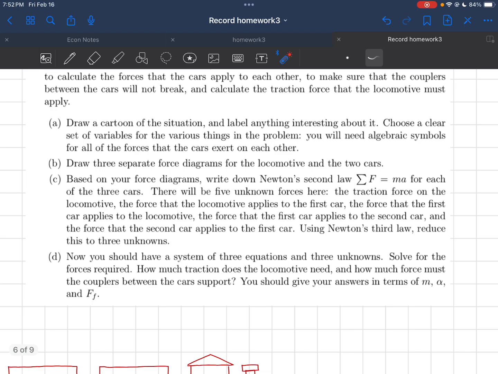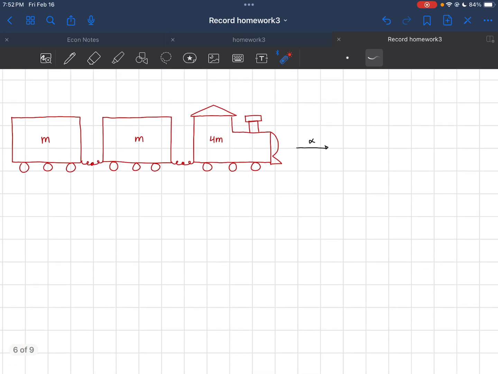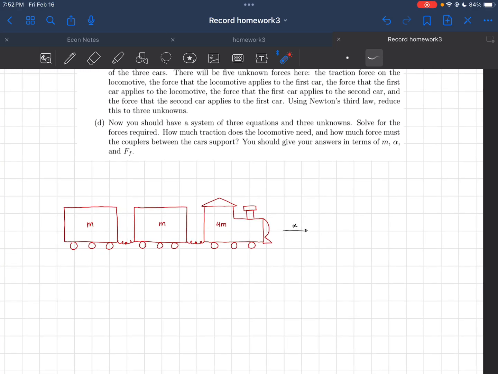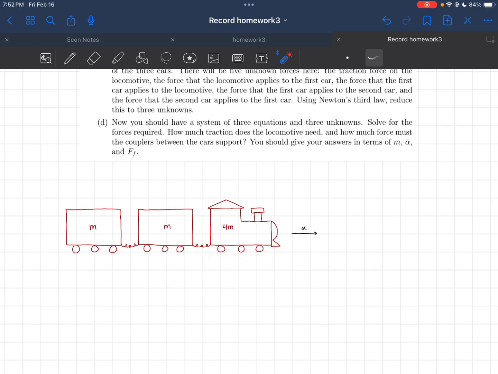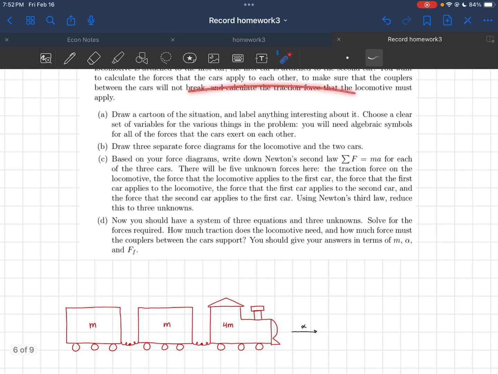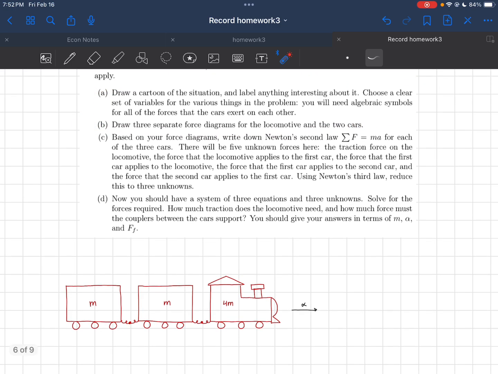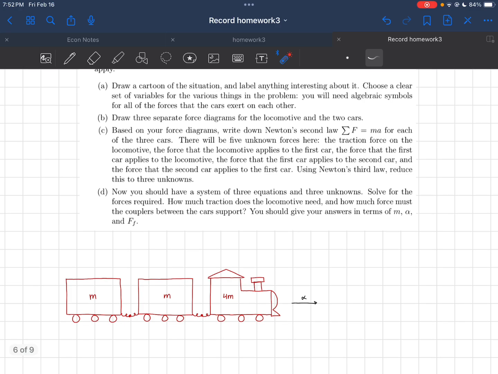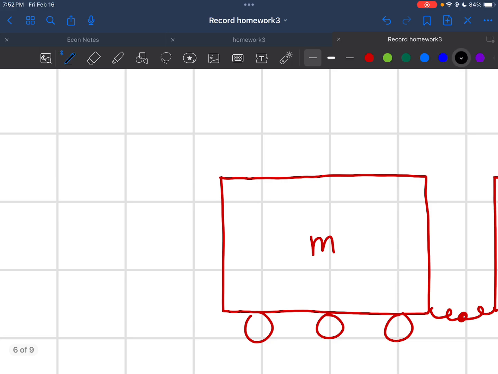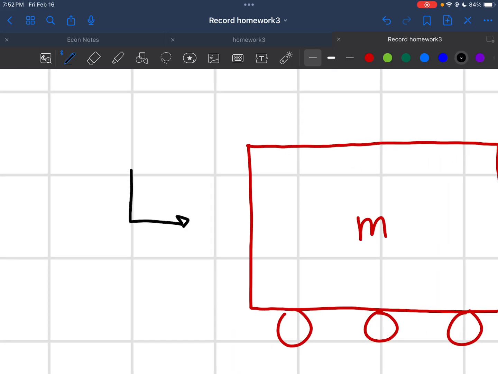And we also need to calculate the traction force that the locomotive must apply in order to accelerate all of the cars. So how much force does the driving car need to use for all of these cars to go? So we're drawing a cartoon of the situation, labeling anything interesting, choosing a clear set of variables, and we're going to need some algebraic symbols for all of the forces. So in labeling important things, I'm going to label my x direction and my y direction.